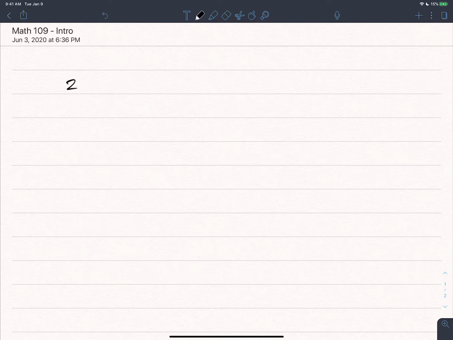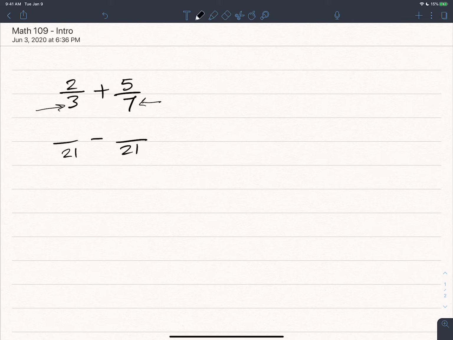So let's say we had 2 over 3 plus 5 over 7. So what we need to find is a common denominator. The common denominator is a number that both denominators go into. So we need one number that both 3 and 7 go into. The easiest way to find one number that 3 and 7 go into is to just multiply 3 times 7. What is 3 times 7? 21, right?